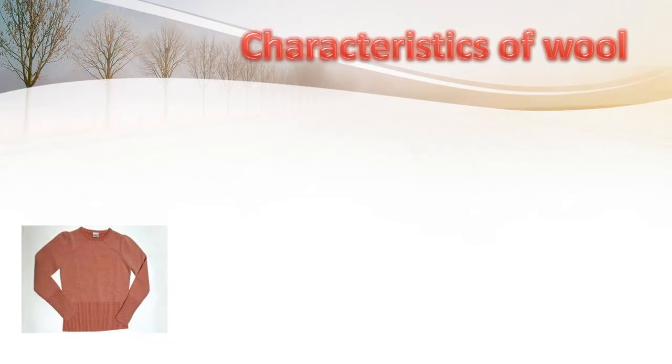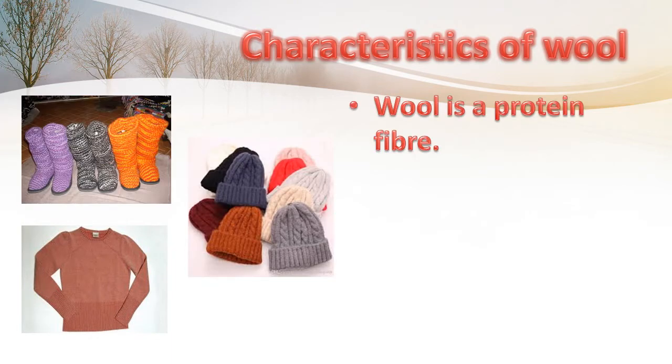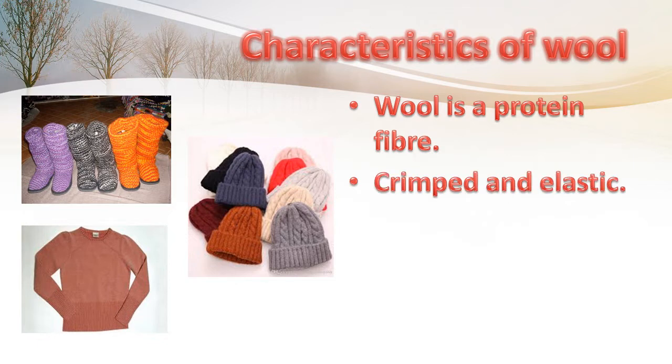Characteristics of wool. Wool is a protein fiber. It is crimped and elastic. Crimped makes the wool bulky and it retains heat.